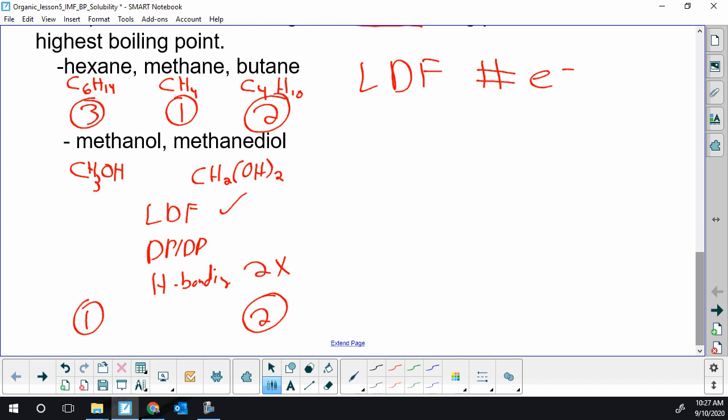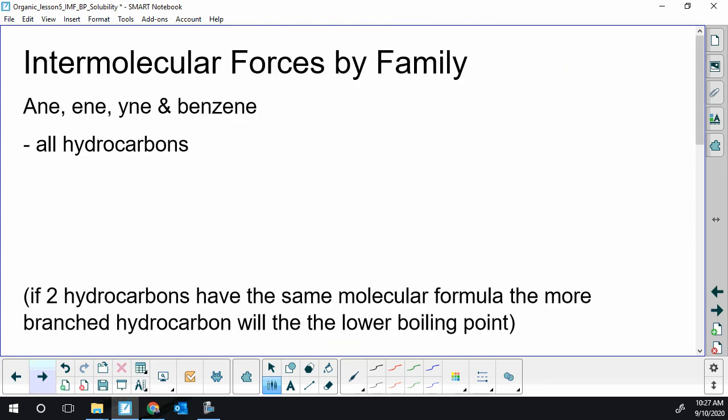So I wanted to do a couple examples, try to get your mind back into doing these lists. The best way I find for students to tackle organic chemistry and forces is to do it by family, because you tend to see the same forces in the same family. So that's how you should think of this. So this slide, I'm going to go through the families. So first, we have the anes, the enes, the ynes. I didn't write it, but the cycloanes, cycloenes, same, benzene, all the hydrocarbons. All the hydrocarbons are C and H only. So that means all of these are LDF only. Don't even think of any other forces. So you're just looking at electrons.